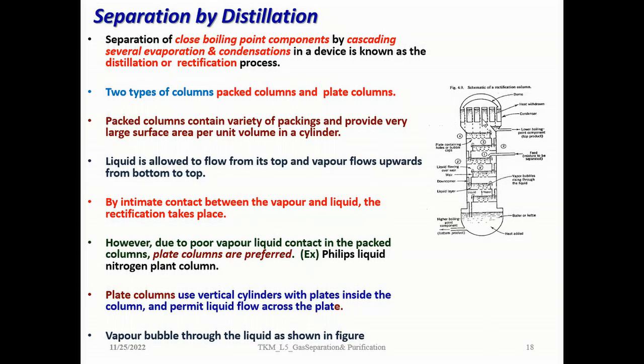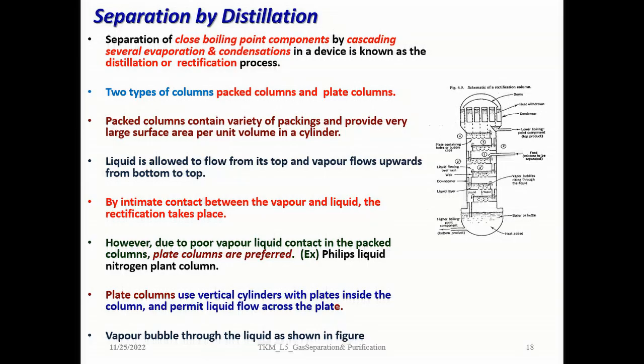However, due to the poor liquid-vapor contact in the packed columns, plate columns are generally preferred. The packed columns are normally used in liquid nitrogen plant columns, but plate columns are certainly used in large capacity distillation plants. Plate columns use vertical cylinders with the plates inside the column so that it permits the flow of fluid across the plates, and vapor bubbles through the plate, and then it intimately interacts with the liquid.